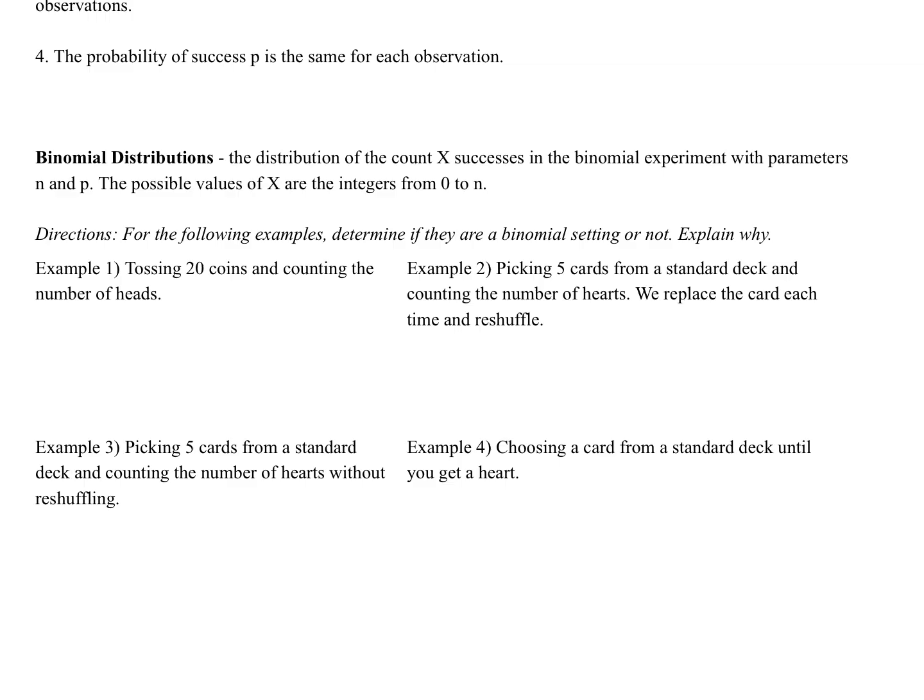So in our first example, we are tossing 20 coins and counting the number of heads. We want to check to see if our first condition is met, and that is that there are 2 outcomes. And because we're counting heads on a coin, we can get heads or tails. So there are 2 outcomes. The second is that we have a fixed number of trials. And because we are flipping this coin 20 times, n is 20, that is our number of trials.